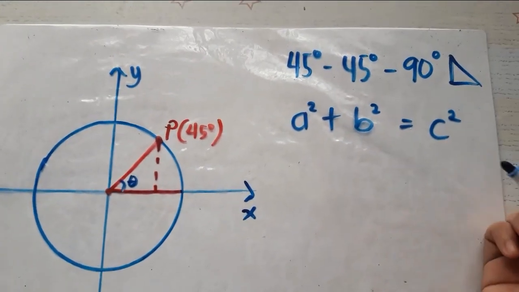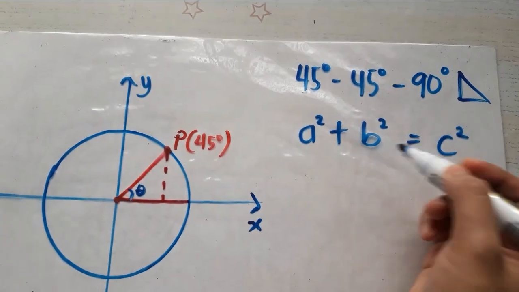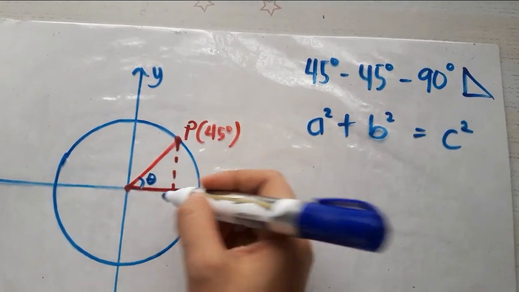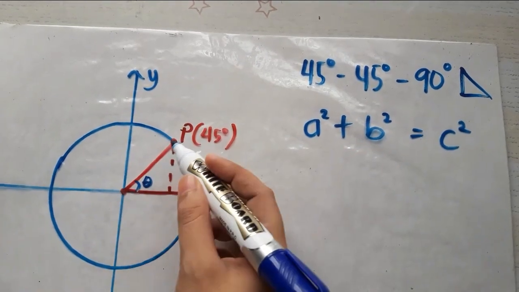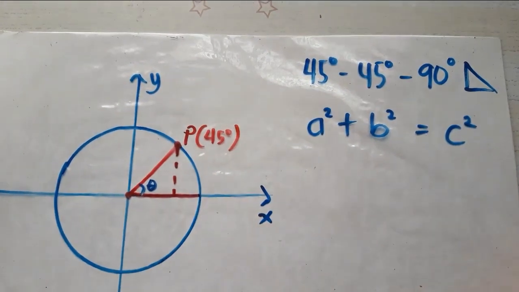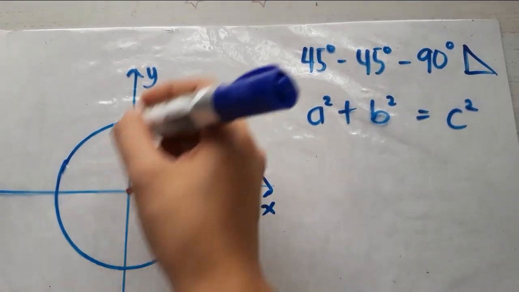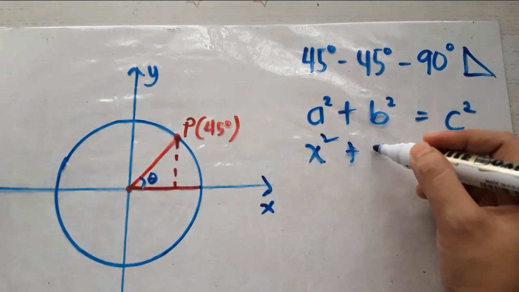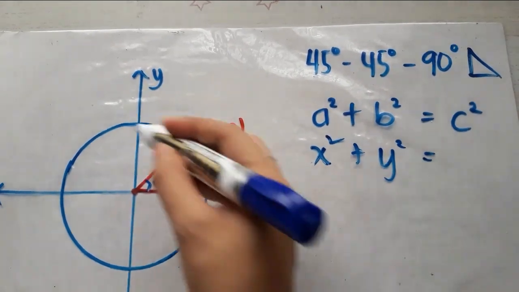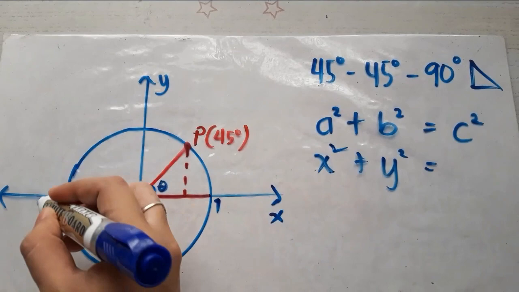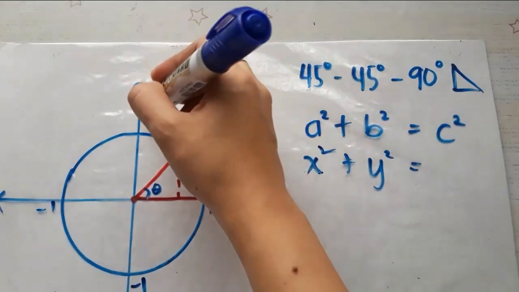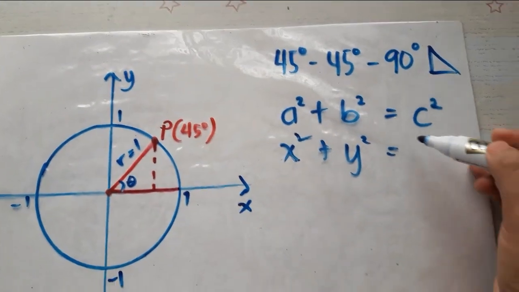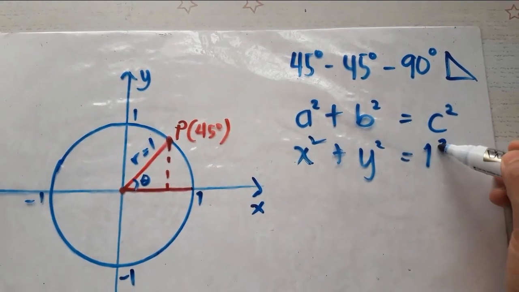Okay, so we use the Pythagorean theorem, a squared plus b squared equals c squared. A and b are the legs of the triangle, and c is the hypotenuse or the longest side. Now again, since the figure is on the Cartesian plane, we'll use x and y instead. And since we have a unit circle, this is 1, -1, and 1, therefore r, or the longest side, the radius, is equal to 1. So we write here 1 squared.